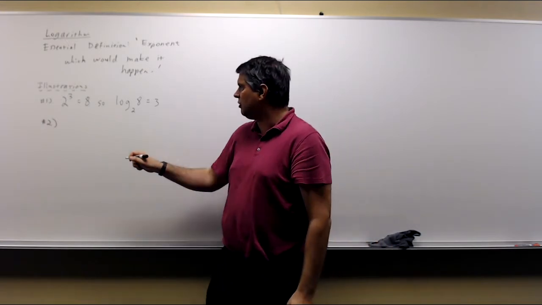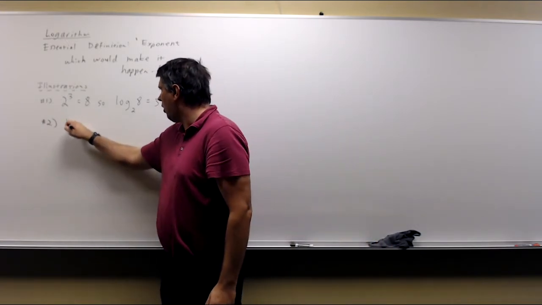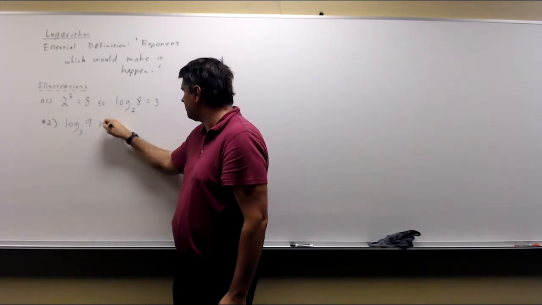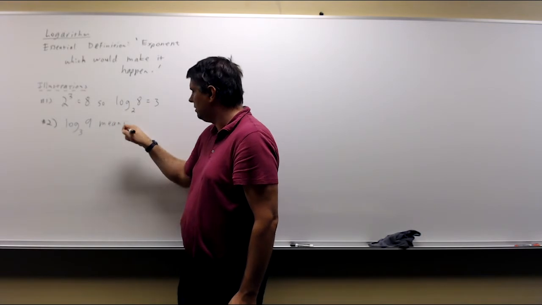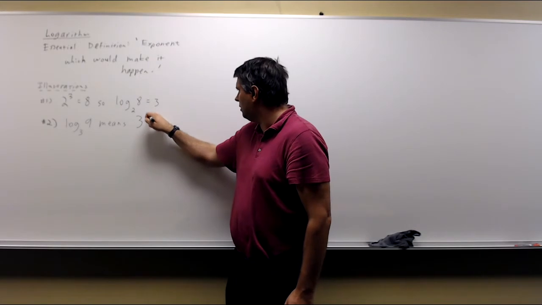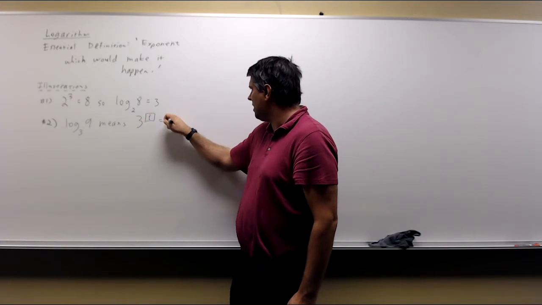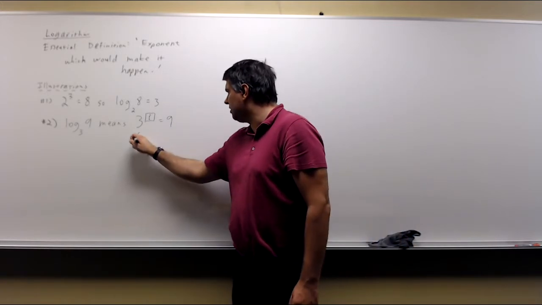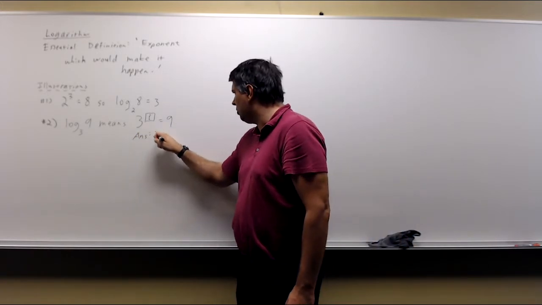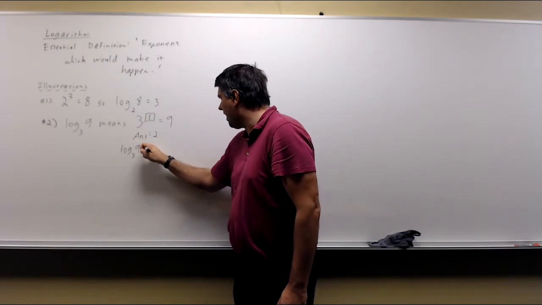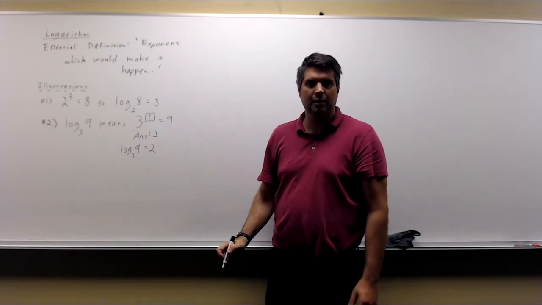All right, so illustration number 2, logarithm base 3 of 9 means 3 to what unknown power, question mark, equals 9. 3 to what unknown power would give me 9? The answer, 2. So log base 3 of 9 is 2. Okay?